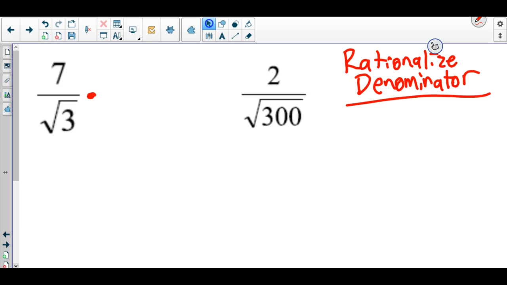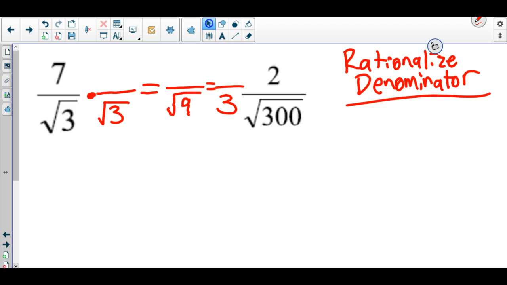We need to multiply something to this fraction that gets rid of the square root on bottom. If I multiply the bottom by the square root of 3, then my new denominator becomes the square root of 3 times the square root of 3, which is the square root of 9, which is 3. So that rationalizes the denominator.